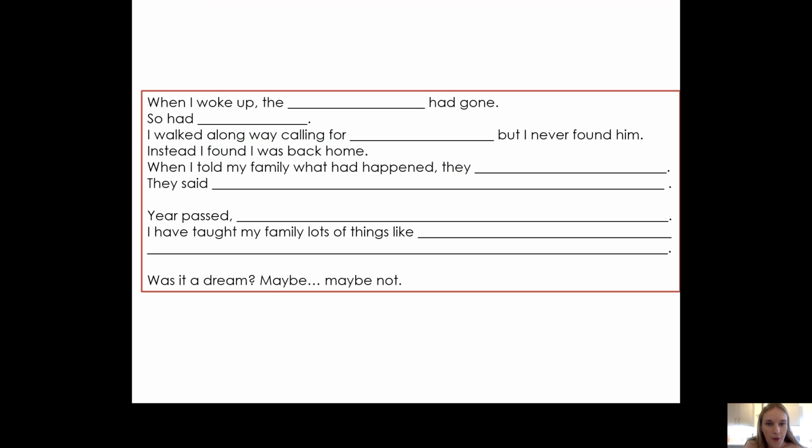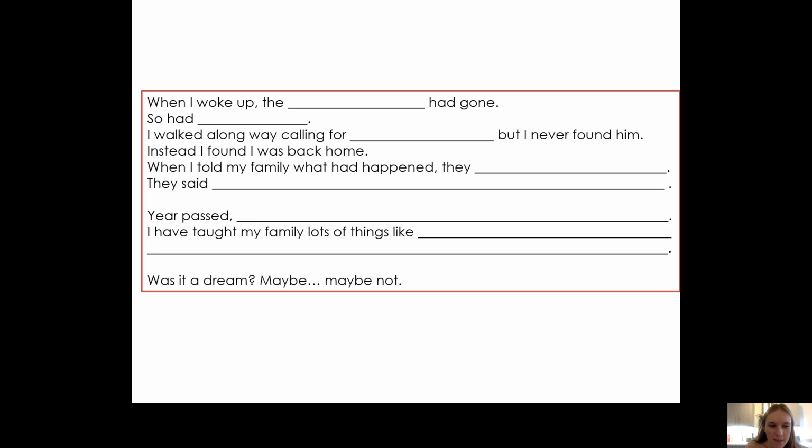So, when I woke up, something had gone. So you could say the busy streets from the modern day had gone. All the people from the modern day had gone. So had, then the name of your character who you've met. I walked a long way calling for them, calling for that character, but I never found him or her. Instead, I found I was back home. When I told my family what had happened, how did they react? Did they laugh? Did they say, what are you talking about? Did they say, we don't believe you? Have a think what you could put here.